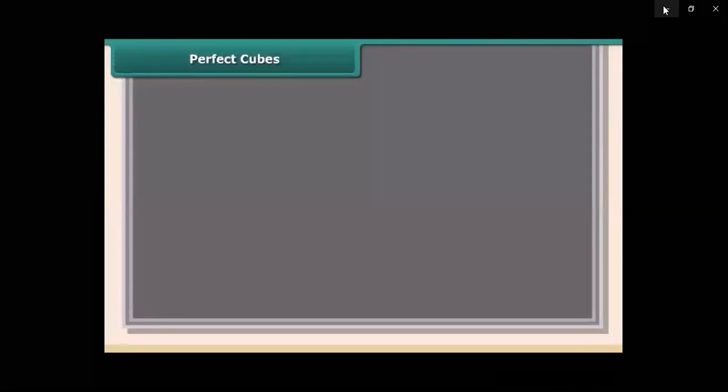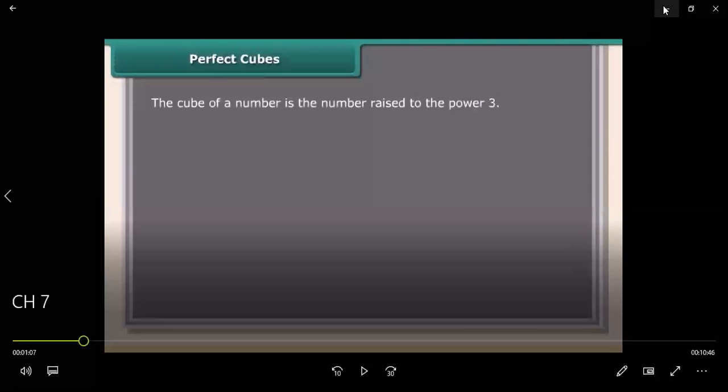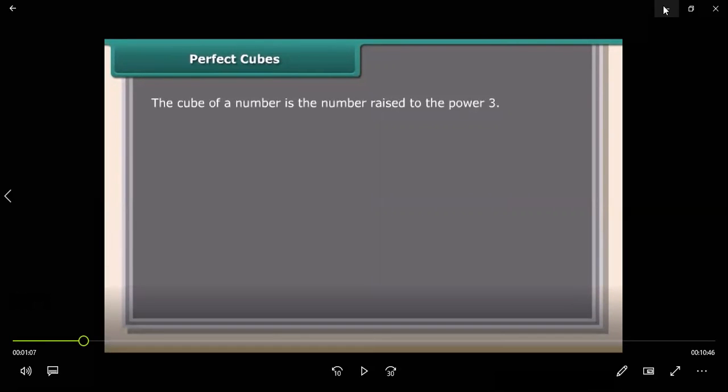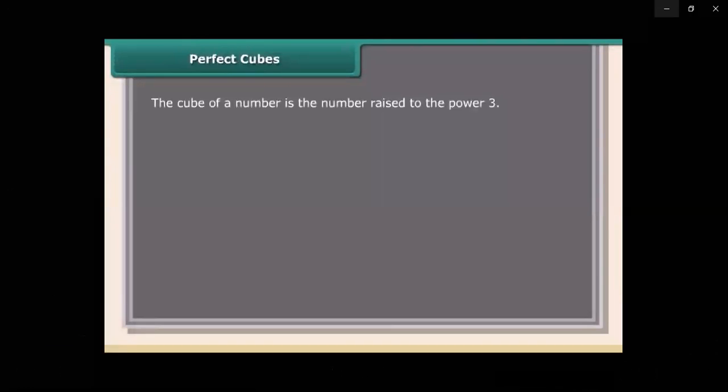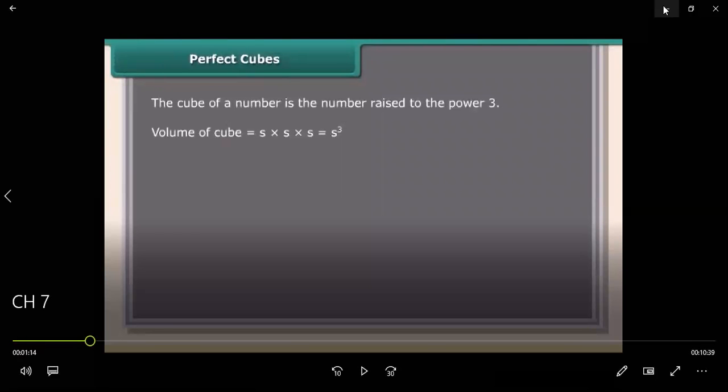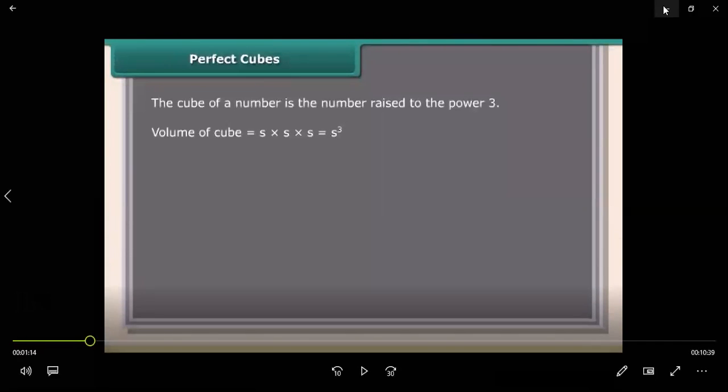Then further we can start with the very first concept, that is all about perfect cubes. So what do we understand by a perfect cube? The cube of a number is the number raised to the power 3. For example, the volume of a cube. As all of you know, a cube is a solid figure. It is a 3D shape which has 6 faces and 8 vertices, as we discussed in our chapter, visualizing solid shapes. So the volume of a cube is side into side into side.